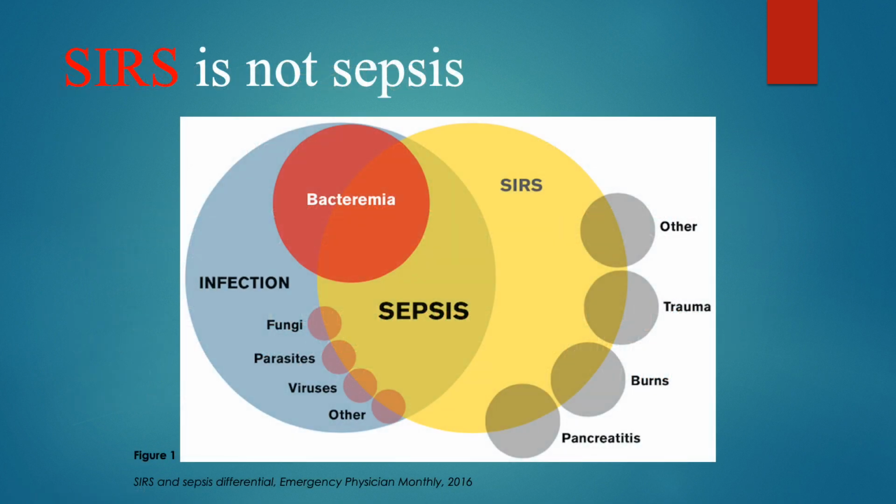I want to make the distinction between SIRS and sepsis. While patients with sepsis often have SIRS, patients with SIRS do not necessarily have sepsis. As we see in this diagram, SIRS has many non-infectious causes, while sepsis is characterized by at least two SIRS criteria, as well as a suspected or confirmed infection.